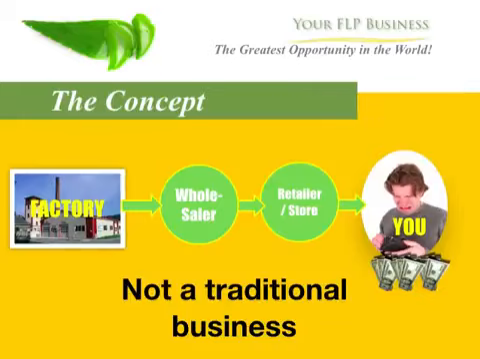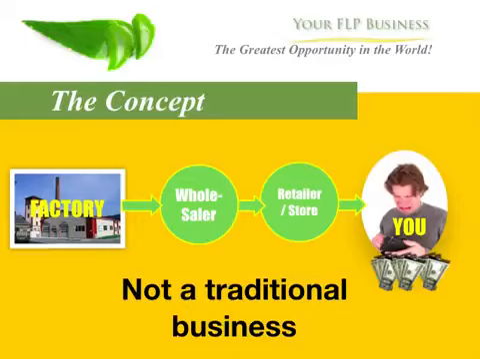So the next one is the concept. Now, our concept in Forever Living is not a traditional business. This is a different type of business. How is it compared to a traditional business? In a traditional business, there is a factory wherein all the raw materials are manufactured, and then after manufacturing a product, the factory will sell it to a wholesaler. A wholesaler will then put a profit on top of its cost and then sell the products, which already have a profit on them, to a retailer or store.